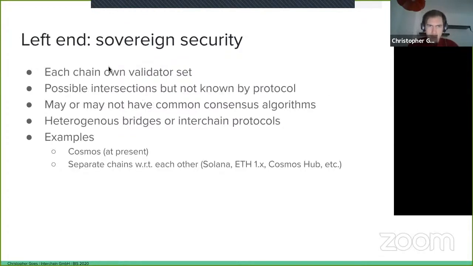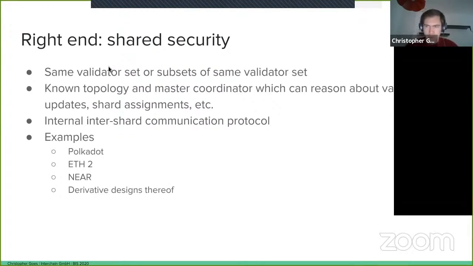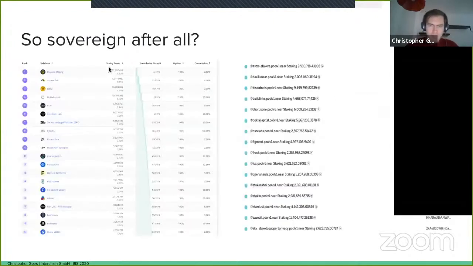And so far, sovereign security and shared security have been the primary venues for design exploration, both in the literature and in practice. But if we start to look at what these chains actually look like in practice, these are, on the left and the right here, a snapshot of the top 20 validators for the Cosmos Hub blockchain on the left, and the top 16 or so validators for Near on the right. And if you look down these lists, you'll see that, in fact, a lot of these validators are operated by the same people. We can look at Dokia Capital, we can look at Zero Knowledge Validator, Chorus One, Figment. There's a lot of overlap here.